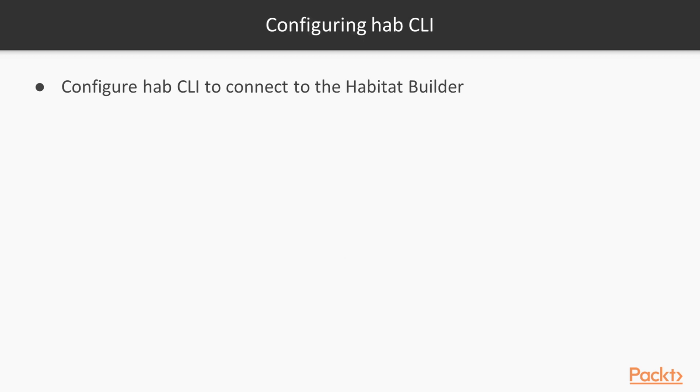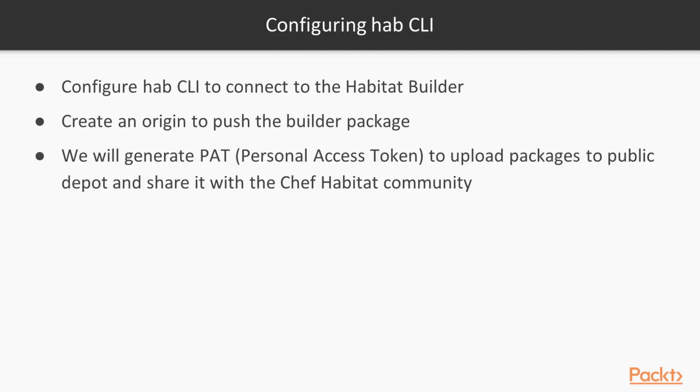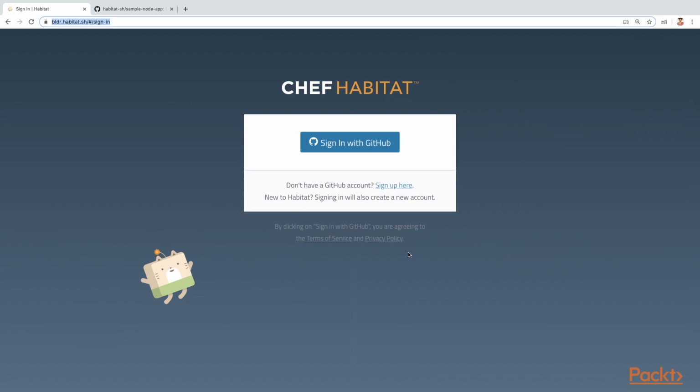We will configure the Habitat CLI to connect to the Habitat Builder. We would create an origin to push the packages which we generate. And we would generate a personal access token, called a PAT, to upload the packages to share with the public in the Chef Habitat community. So let's download and start to configure the Hab CLI on our Chef Workstation.